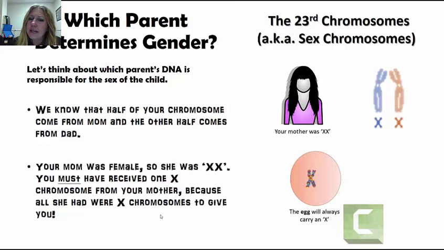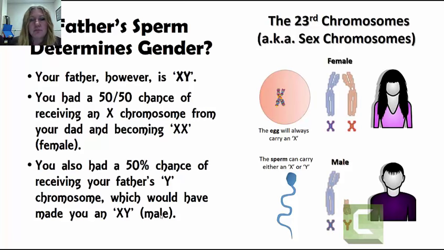So when looking at which parent dictates what the gender is, you might already know, but just in case you don't, let's walk through it real quickly. Now, your mom, since she was female, was XX. So since she is XX, that means when you get 50% of your DNA from her, she can only give you an X. She doesn't have anything else to give you. So whether you're male or female, you always have one X from your mother.